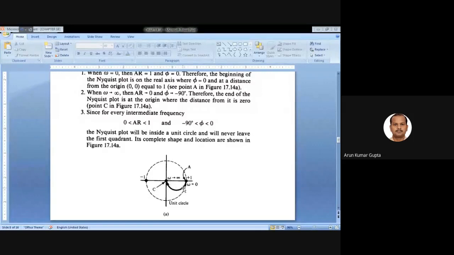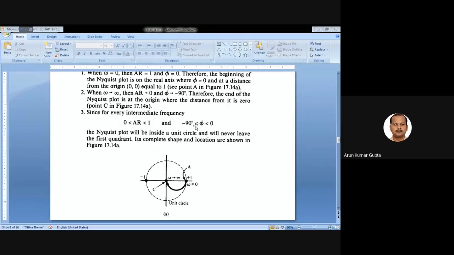In between also you can find the point at different omega values. Omega changes from 0 to infinite, AR changes from 1 to 0, and phi will change from 0 to minus 90. The Nyquist plot will be inside the circle and will never leave the first coordinate. So for all the points, I have just shown you the two extreme cases, from omega equal to 0 to omega equal to infinite. But if you look at some intermediate values also, you will get all the points in between. So it completes the shape, and the location is shown in the figure, right?